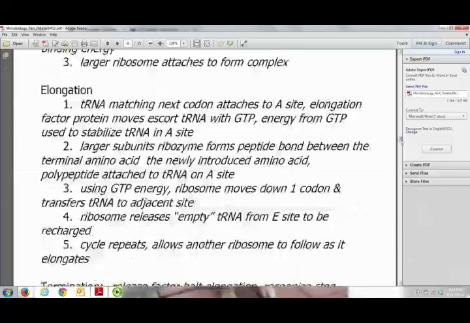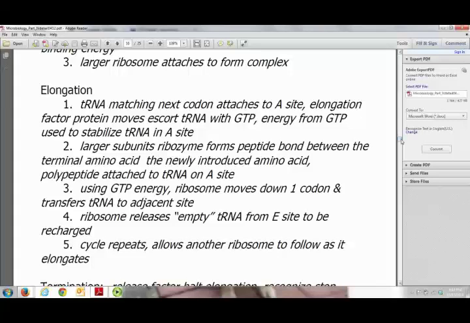During the elongation phase, the tRNA matching the next codon will attach to the A site. The elongation factor protein will escort the tRNA with GTP, and the energy from the GTP will be used to stabilize the tRNA in the A site.